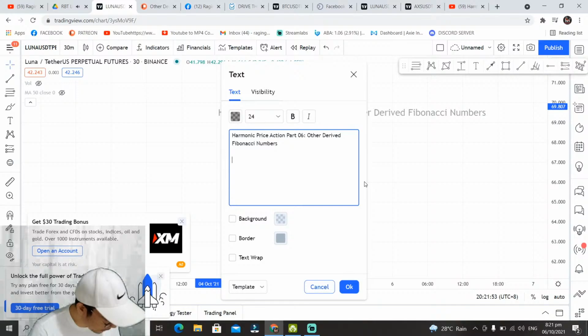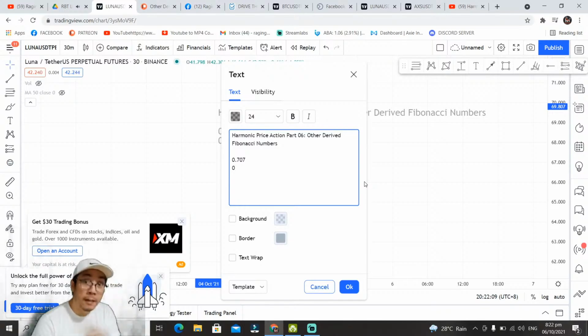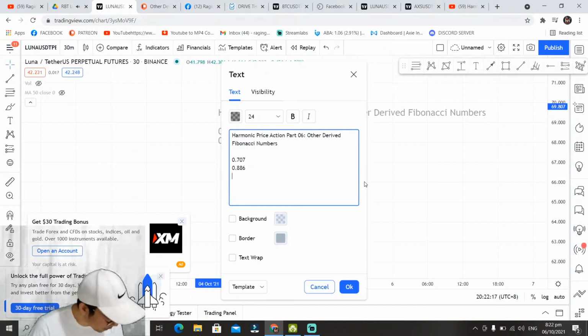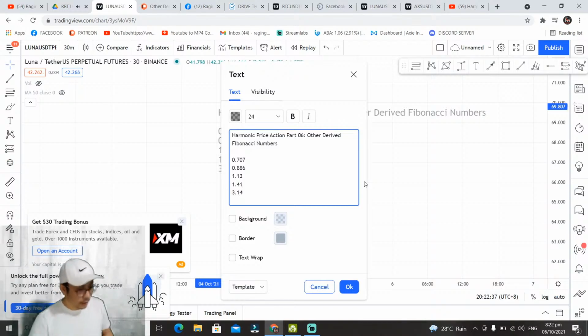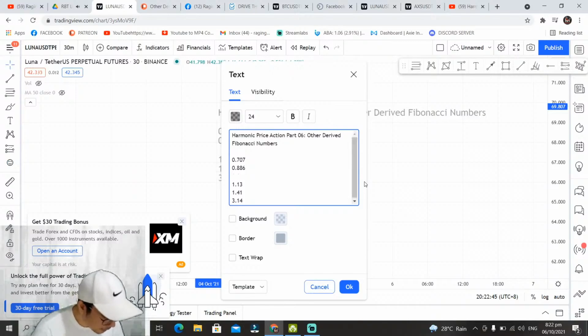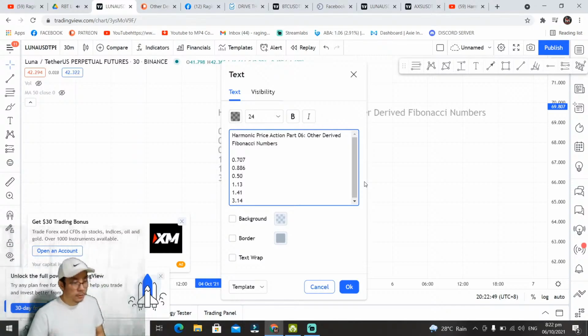We will have here the 0.707. What else do we have? The 0.886. I think most of you are already familiar with 0.886, but it wasn't discussed in our previous topic. What else do we have? We have 1.13, and the 1.41, and the 3.14. Do I miss something? I will include also the 0.5 or 50%. These are going to be important numbers.